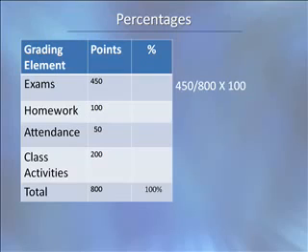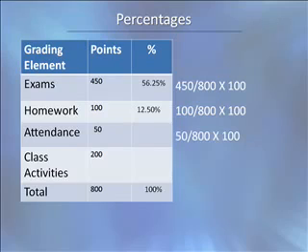Divide the exam points, 450, by the total points, 800. This results in a decimal of 0.5625. Multiply that amount by 100 to convert it to a percentage. Continuing with the math, divide the 100 homework points by the total 800 and multiply by 100 to get a 12.5%. We make the same computation for attendance and for class activities.